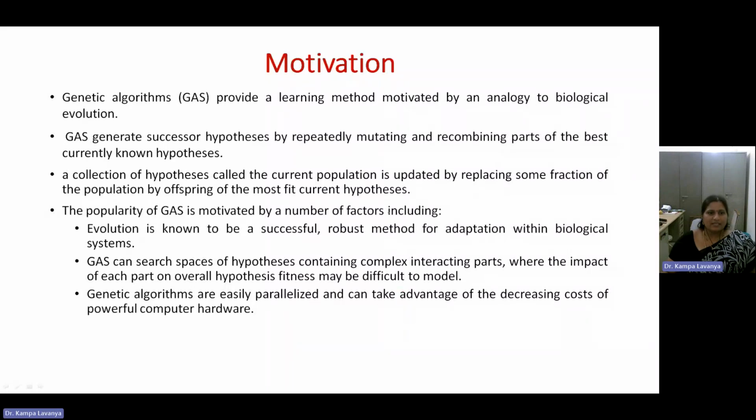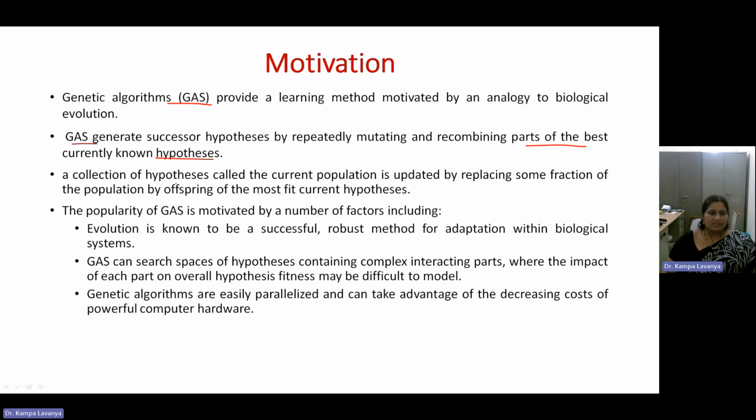Basically, the genetic algorithm is motivated by the analogy of biological evolution. That is the major concept where this learning method is introduced. Especially in GAs, the successor hypothesis is always generated by taking part of the best current hypothesis and repeatedly mutating it. This is the major idea behind generating the successor hypothesis.